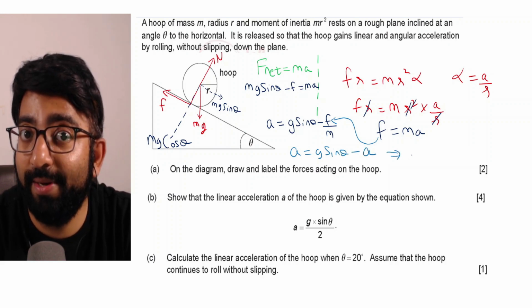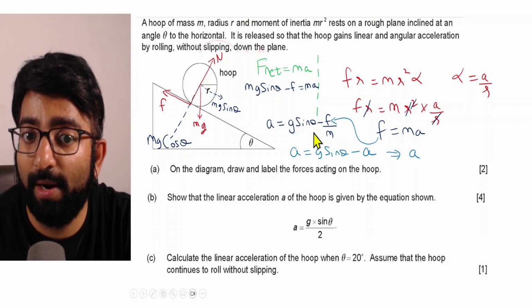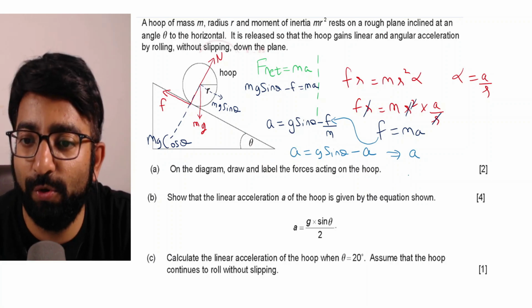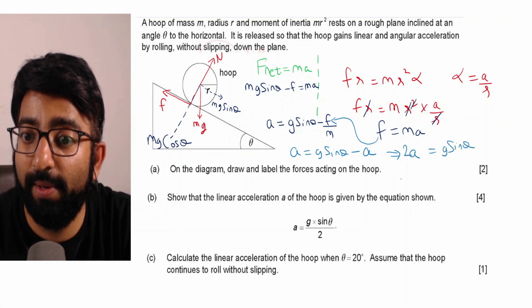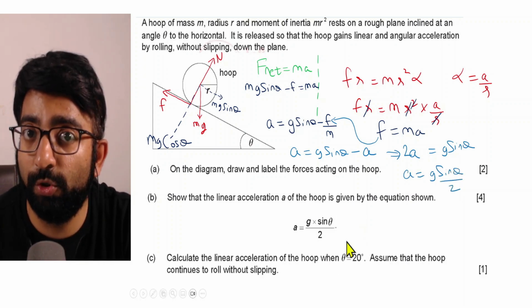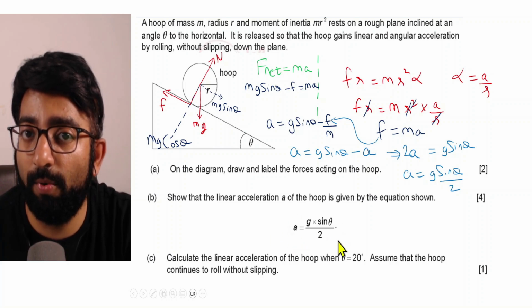And now if we try to make a the subject, we will take this negative a and take that on the left hand side. So we will have a plus a on the left hand side, which becomes 2a. So we will write 2a is equal to g sine theta. And let's make a the subject, which is g sine theta upon 2. And that is what the question wanted us to prove. The expression for linear acceleration being g sine theta upon 2.